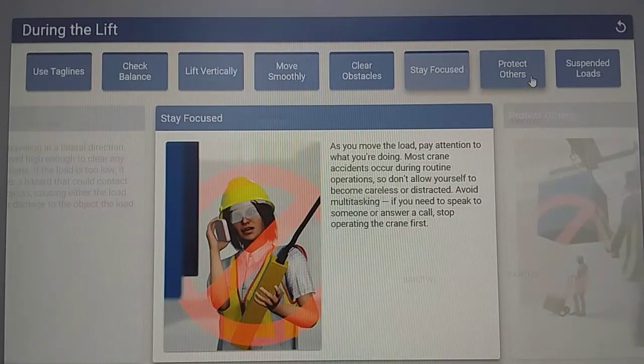As you move the load, pay attention to what you're doing. Most crane accidents occur during routine operations, so don't allow yourself to become careless or distracted. Avoid multitasking. If you need to speak to someone or answer a call, stop operating the crane first.